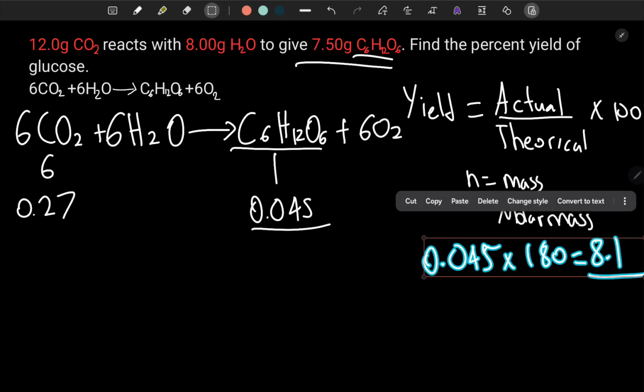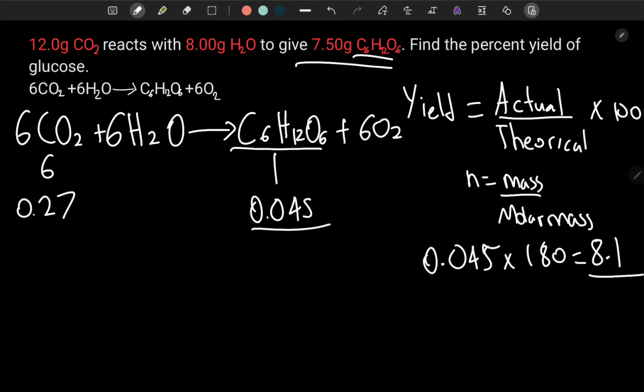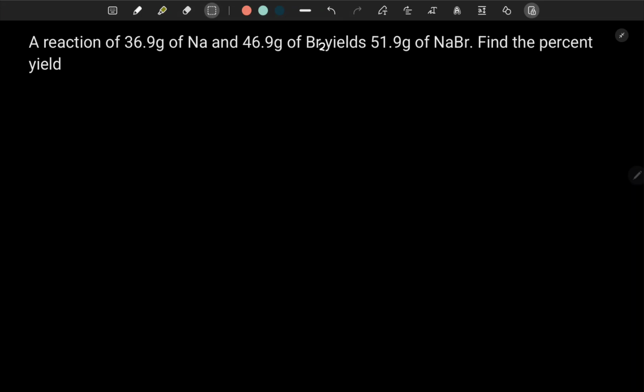Okay, and now let's use the formula. So actual yield was 7.5 as in the question. 8.1 is the theoretical yield that we found, multiplied by 100, since yield is always in percentage. So this will give us the answer of 92.6%.